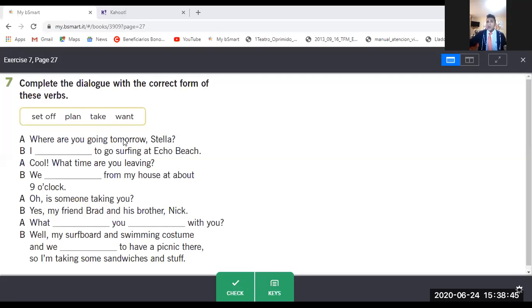Letter A. Where are you going tomorrow, Estela? I am wanting. Porque si ponemos wanting, ahí Sophie. Ah, no, o creo, no sé, me equivoqué. Okay, I am wanting to go back. I am wanting, it sounds weird, huh? I am wanting, no. Another. I am taking. Okay. I am taking to go surfing to Echo Beach. Okay, cool. What time are you leaving? We are set off.